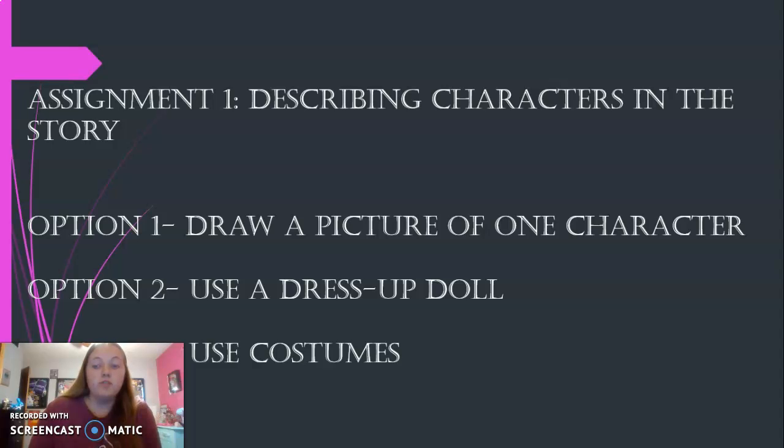And then for option 3, they could use costumes. So for costumes, I would have like an area where they could actually dress up themselves as the character that they chose. And then they could go up to me and present which character they are dressed up as. And then I think it could also be fun if they maybe could act out the way the character acted in the book.